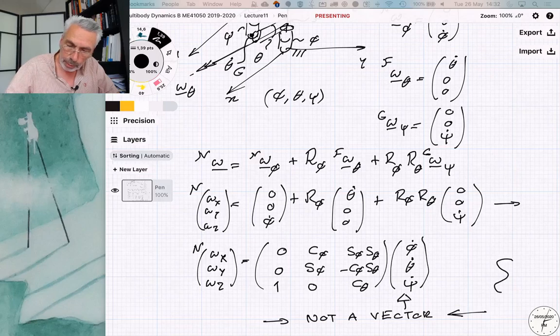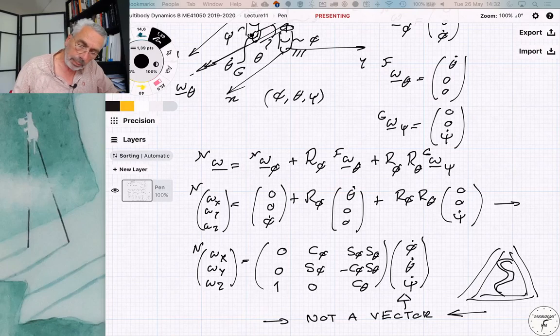Dangerous bend. Watch out. Not a vector.